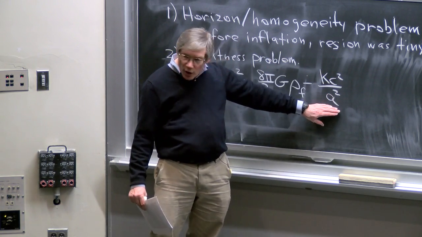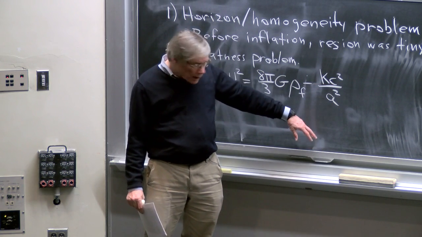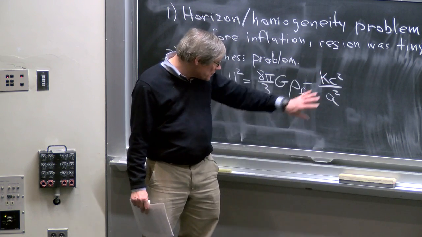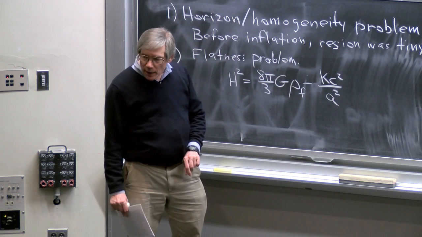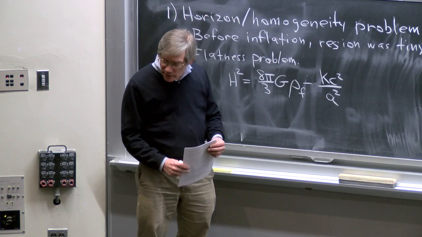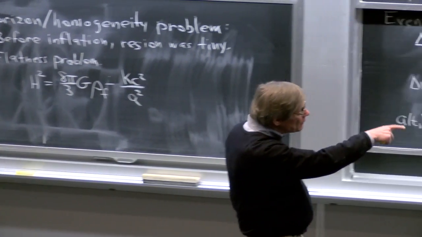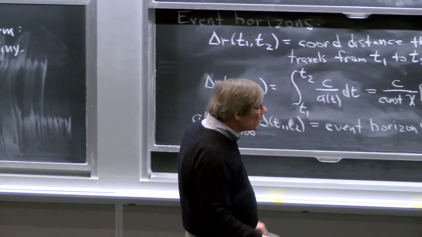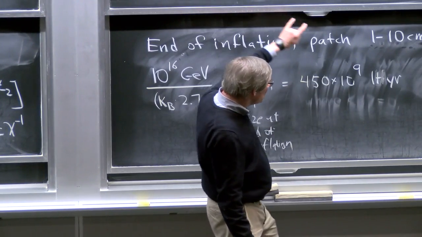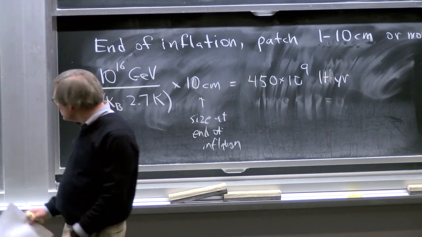This term is falling off like 1 over a squared. And a is growing exponentially with time. That means that this term is decreasing relative to that term by a huge factor, by the square of the expansion factor. So in our sample numbers over there, we were talking about an overall expansion from 10 to the minus 27 centimeters to 10. That's expansion by a factor of 10 to the 28.